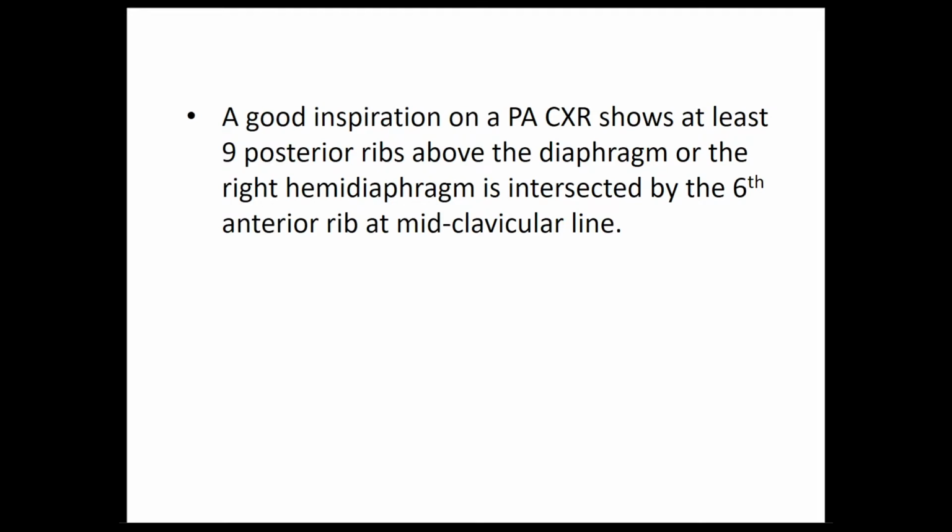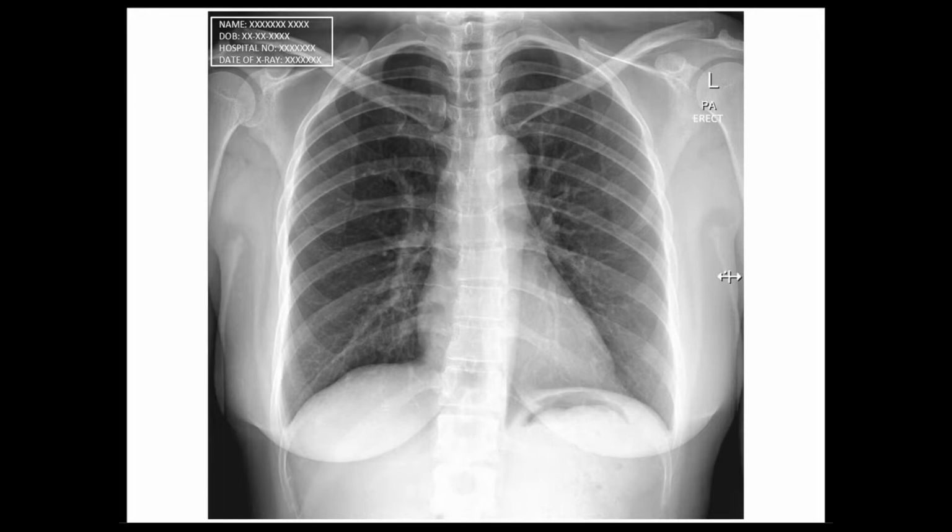A good inspiration on a PA chest radiograph shows at least 9 posterior ribs above the diaphragm, or the right hemidiaphragm is intersected by the 6th anterior rib at mid-clavicular line. For example, this chest radiograph shows adequate inspiration. The 6th anterior rib intersects the right hemidiaphragm at mid-clavicular line, and the 10th posterior rib is above the diaphragm.